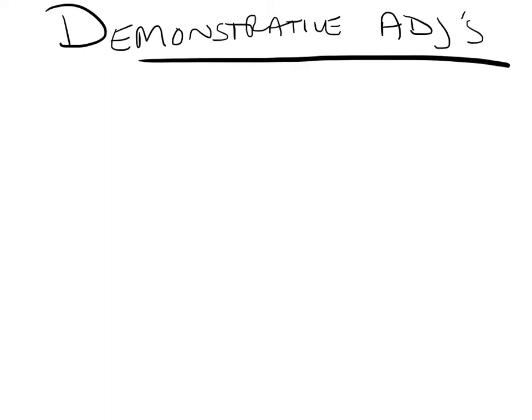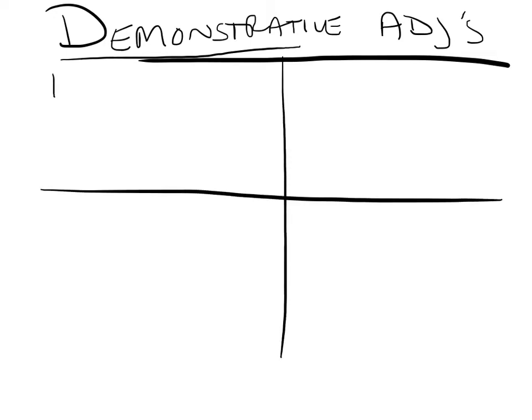Okay, so today I'm going to be showing you guys something that we call demonstrative adjectives. Now, demonstrative adjectives in English demonstrate which ones we're talking about, what we're talking about. And in English, they are this, that, these, and those.